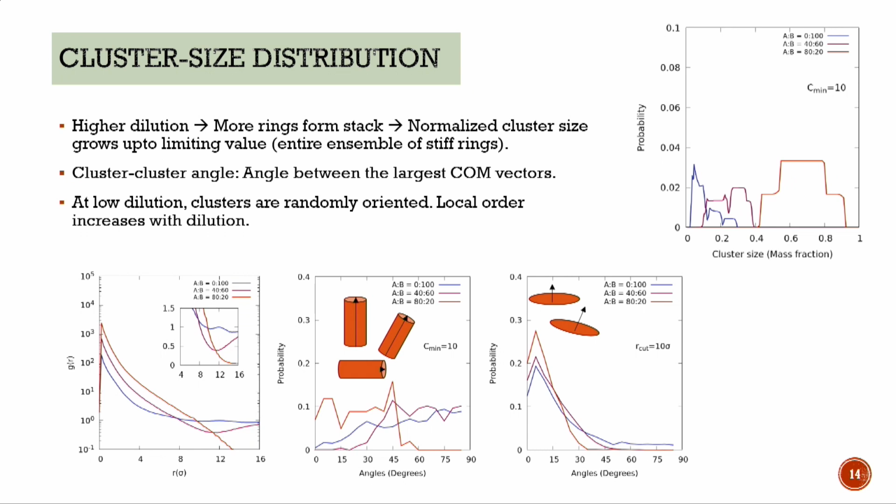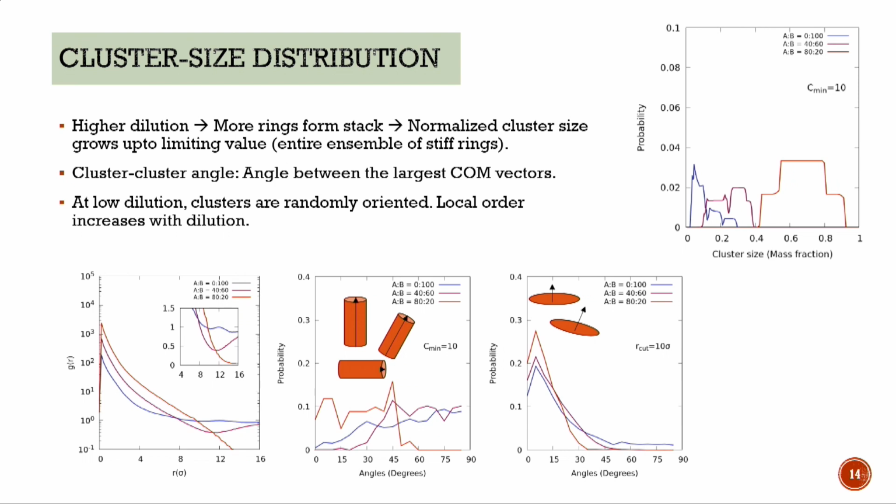And we also measure how dilution controls the angle distributions of these clusters. Basically, what is happening at the local ordering? To measure that, we calculate the largest center of mass vectors between each stack, and then we calculate the angle between the stacks. We find that for a pure system, there is a very broad distribution with a maximum at roughly 90 degrees, which means that although stack formation is happening, most of the stacks are more disordered.